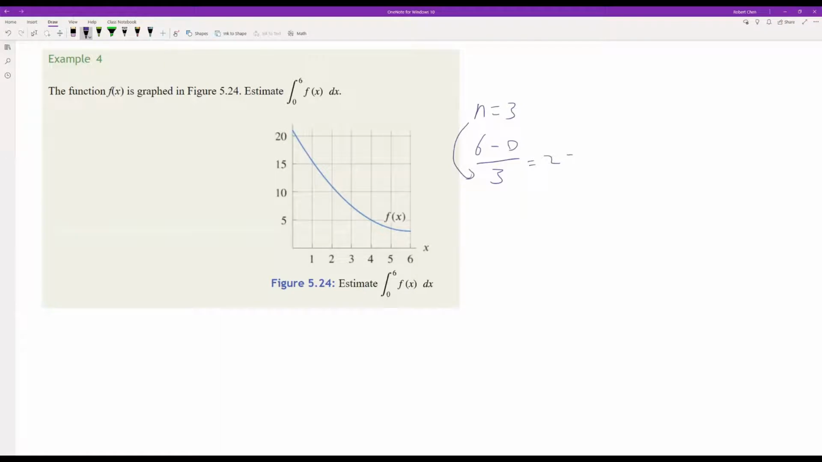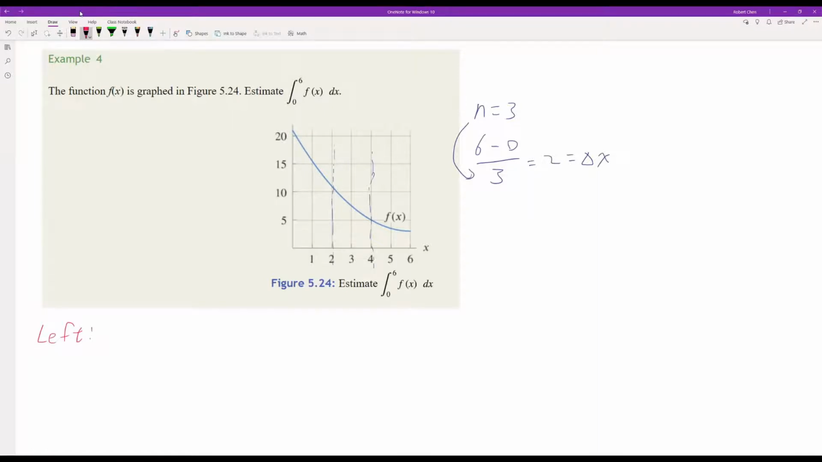So that means each interval is going to be 2 units apart. For example, this will be our first interval at 2, and then 4. We're going to cut it up at 2 and 4. So our first interval is from 0 to 2, the second is from 2 to 4, and the third is from 4 to 6. Now let's start with a left-hand sum.